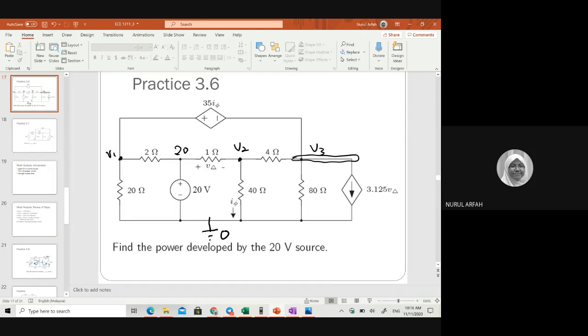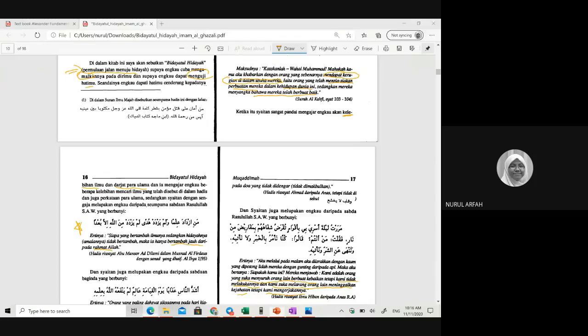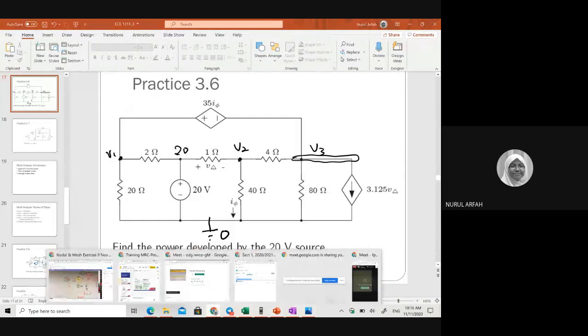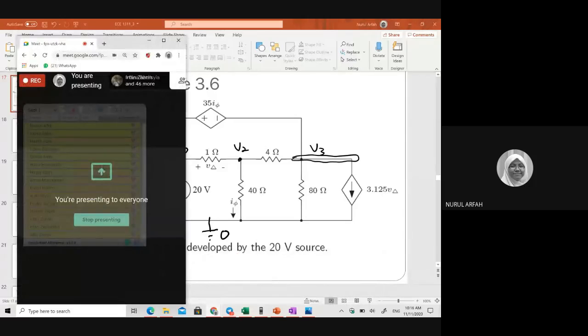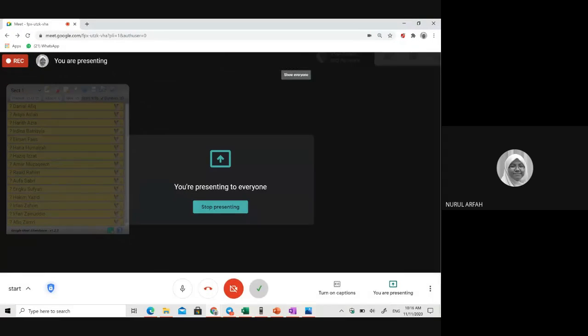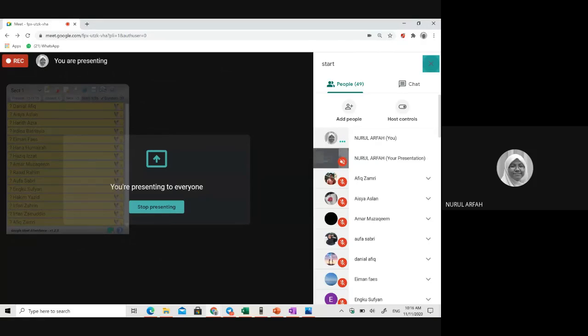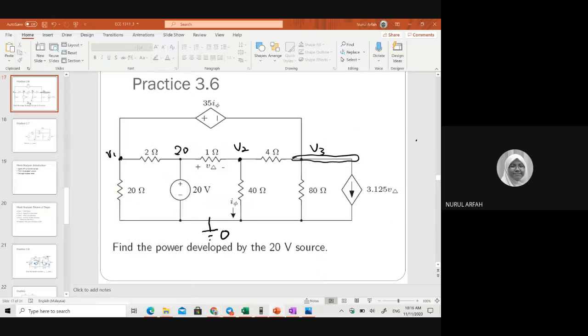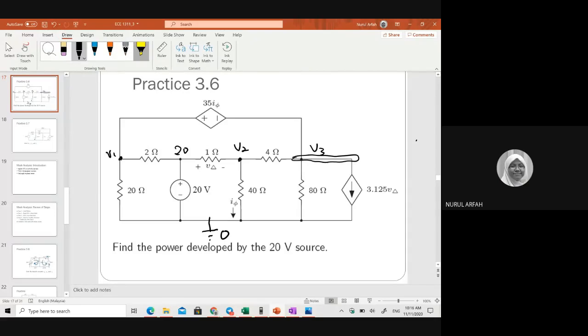Do you have a reference point? Maybe I should ask someone here. Anyone? Aisha? Aisha? Yes. Do we have a super node? If you look at here. No. Why not? Is this a super node?